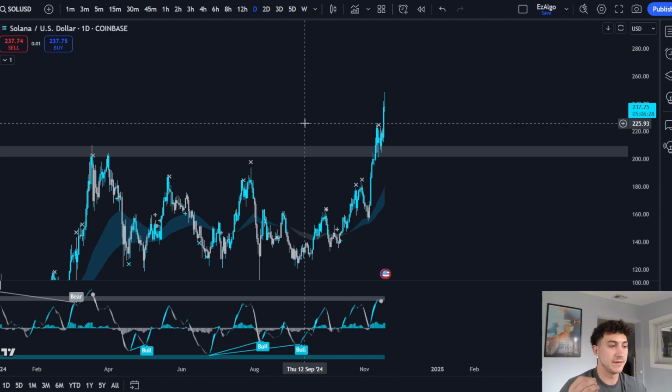We want to look at the next trade. What is the next trade going to be on whatever coin I'm trading? We don't want to look too far into the future. We want to trade it level by level.